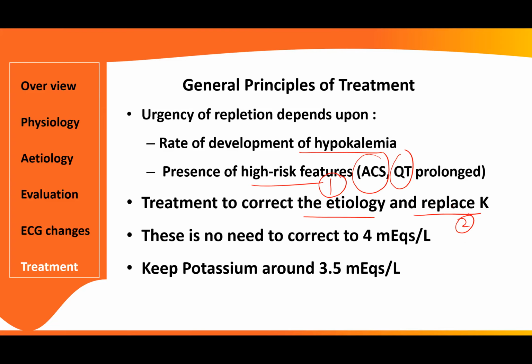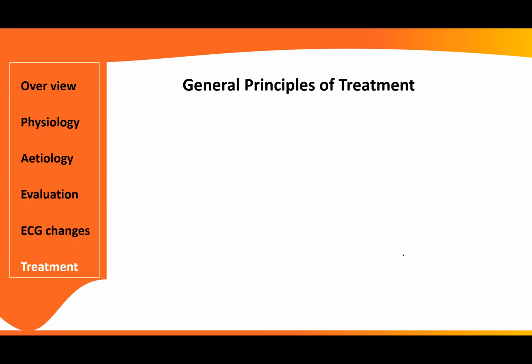Too important. There is no need to correct to 4 milliequivalents unless there is an underlying acute coronary syndrome or Torsades de Pointes or VTAC. It is enough if you correct to 3.5. Majority of the people try to overcorrect it to 4. That can immediately swing the other way around and go for hyperkalemia, which could be again more dangerous than hypokalemia. So try to keep around 3.5.